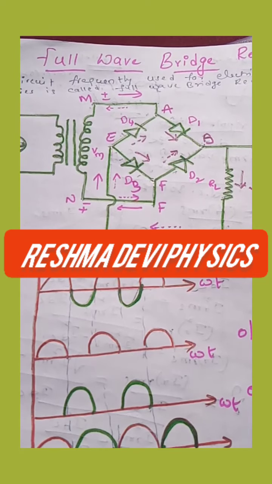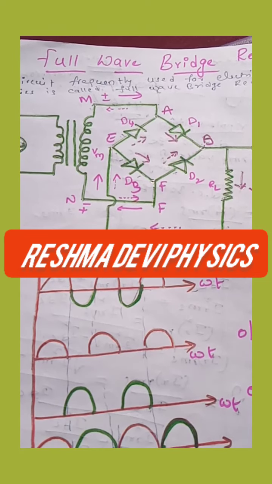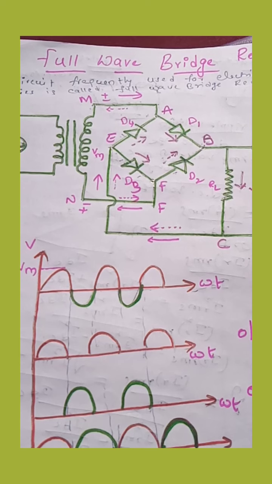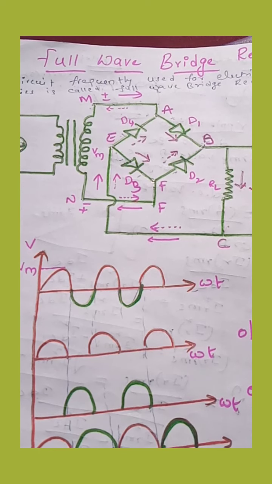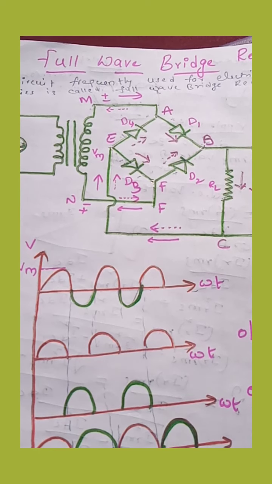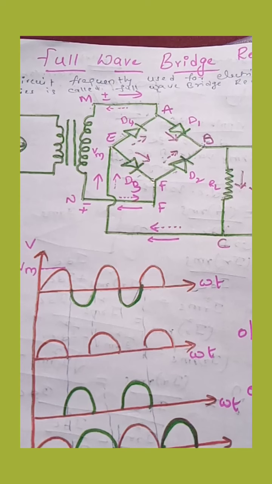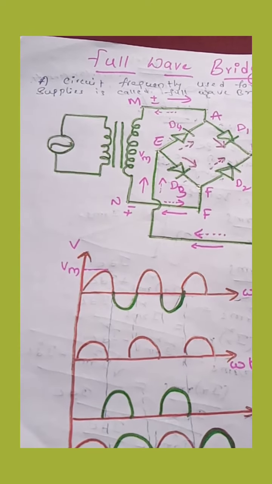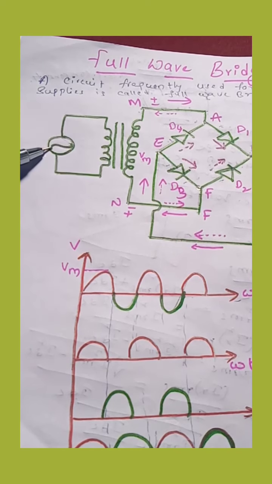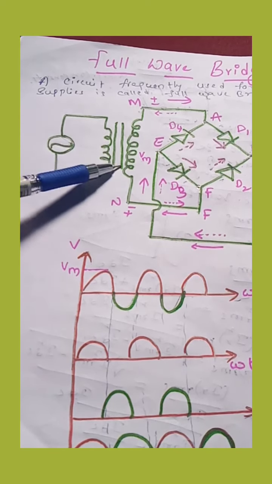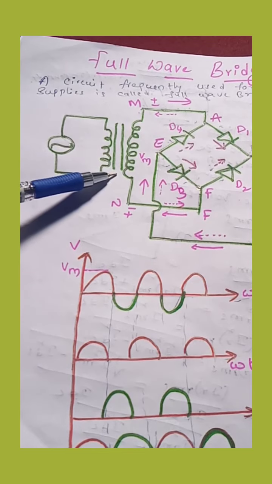Full wave bridge rectifier. A bridge rectifier is a circuit frequently used for electric DC power supplies. We call it a bridge rectifier. Here, as input we are using AC. This is the transformer.